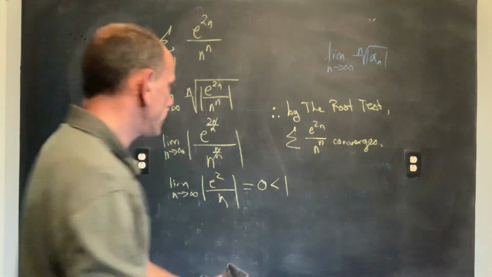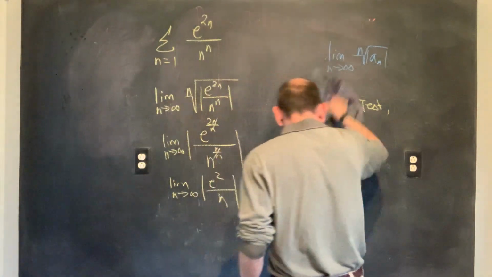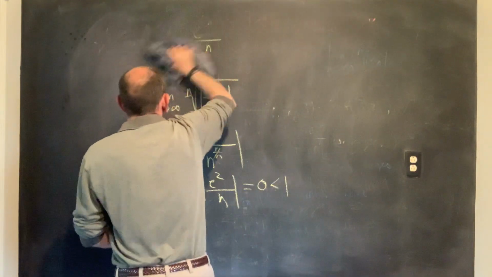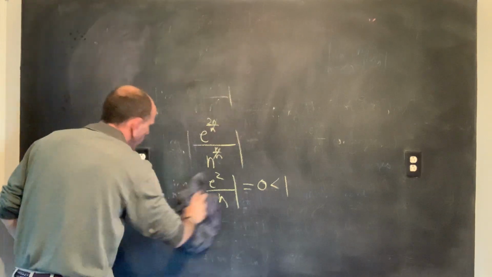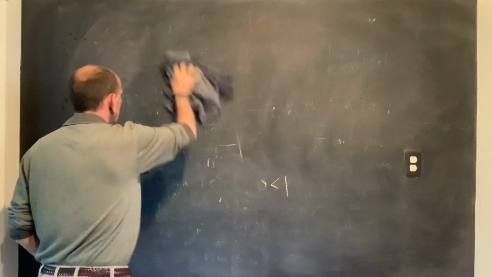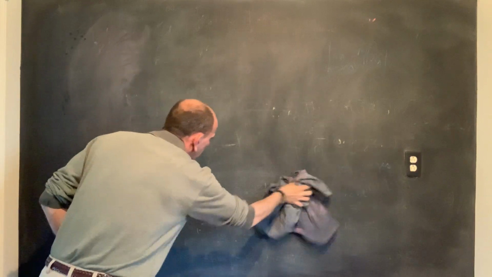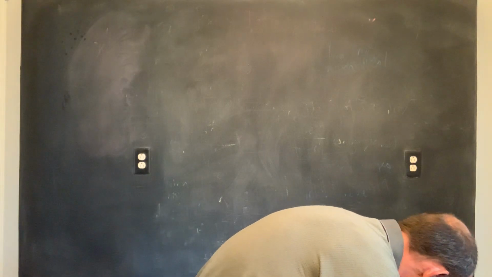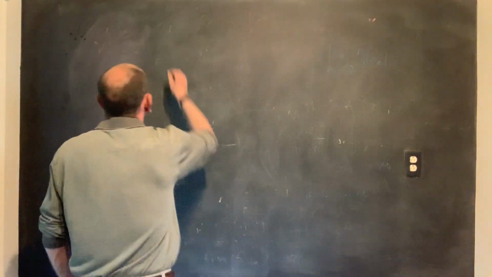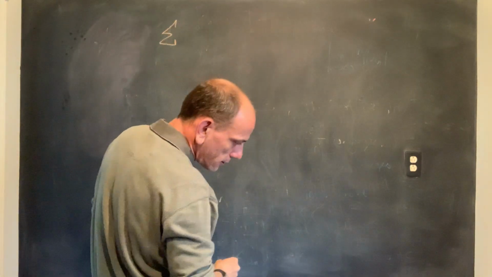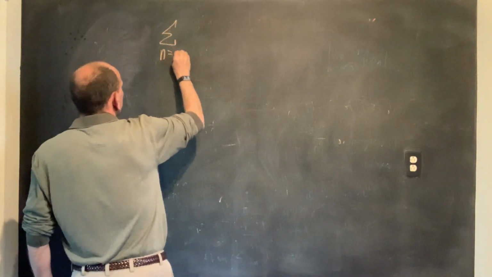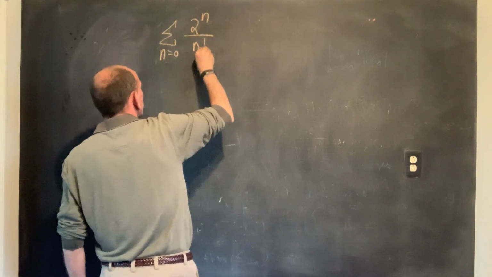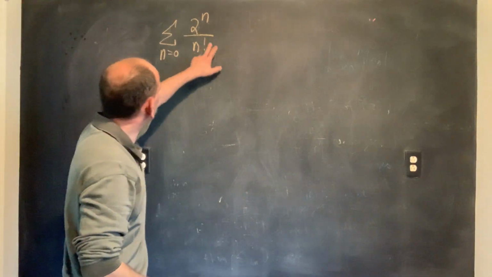Let's go back to the ratio test, which is the big gun, the cannon that we're going to use, the one that we use probably most frequently. So I'll do a few examples of that, and then that's the whole shebang. Let's look at the series n equals 0, 2 to the n over n factorial.